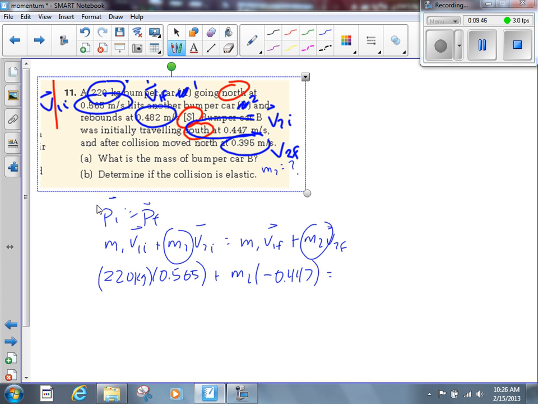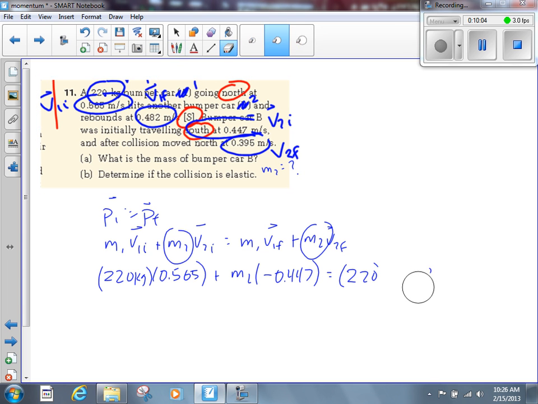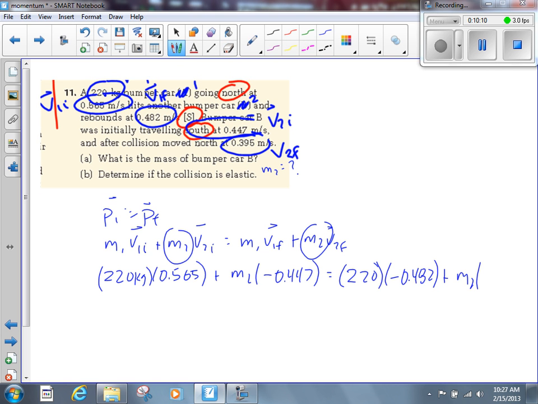M1 is, once again, 220 kilograms times V1F. Where's V1F? 0.482 meters per second, but it's to the south, so let's make that negative as well. Plus M2 times V2F, which is to the north, so it's positive 0.395.